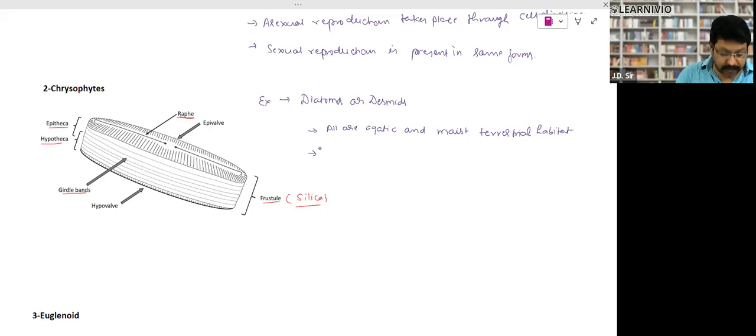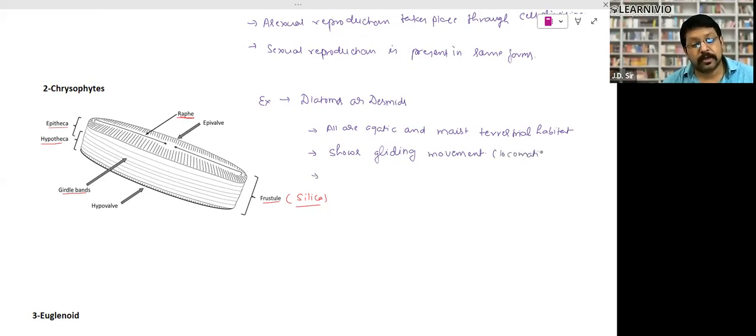And the second thing is how they move. They glide because they do not have flagella for locomotion. So how do they travel from one point to another in water? They show gliding movement. They contract, then inflate, contract, inflate. That's how they jump, right? So this shows gliding movement. This is their mode of locomotion. Locomotion means how to travel from one point to another point.